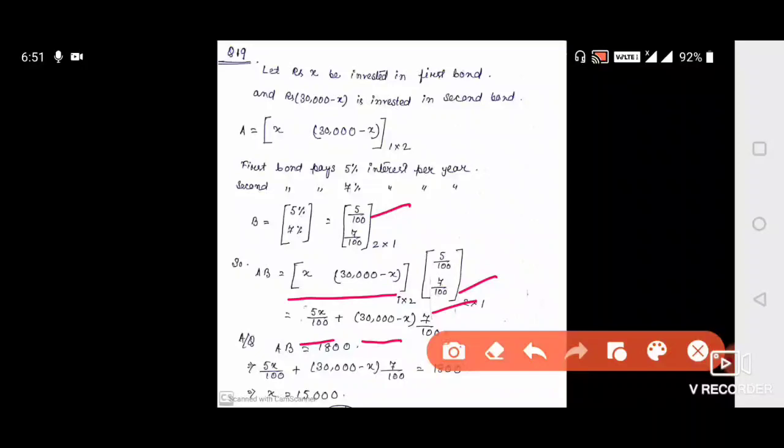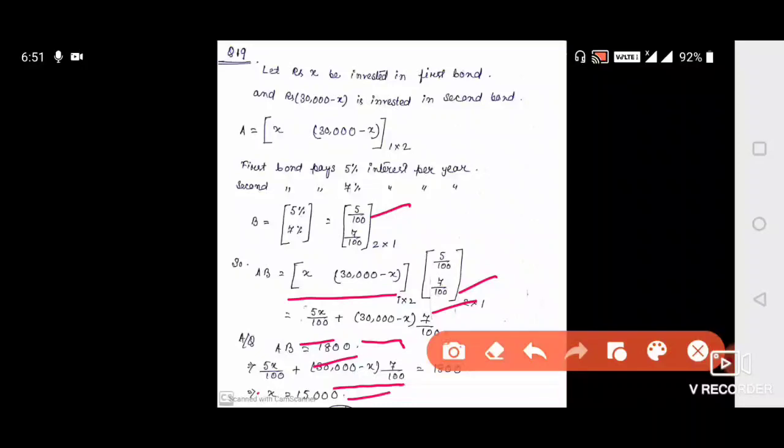Now according to the question, our annual total profit is rupees 1800. So here AB will be equal to 1800. On the left hand side we have put our AB, and from there we can find x is equal to 15,000. You can do this calculation yourself, so I have not done the calculation here. So in this way we have to do question number 19.